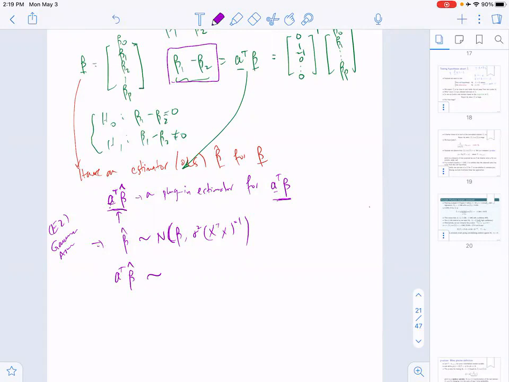Is it just... sorry, go ahead. I mean the mean, is it A transpose times beta? Why? Because the expectation of A transpose beta hat is actually A transpose times the expectation of beta hat. Right. What is this property called?